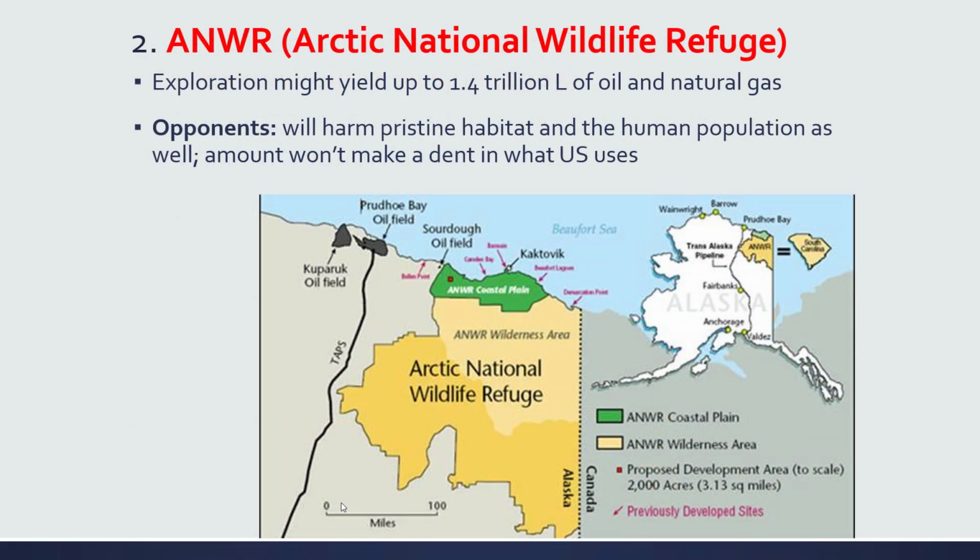ANWR is a fight that's going on right now. There are currently oil fields right outside of this National Wildlife Refuge. There are exploratory drillings going on just outside of it. There is some indication that there is oil underneath the refuge. What are the pros of tapping into it? We don't need to depend as much on outside sources of fossil fuels. The cons are, of course, this amount of oil won't last very long, so why destroy this refuge of unique plants and animals that are here in the tundra in the first place?